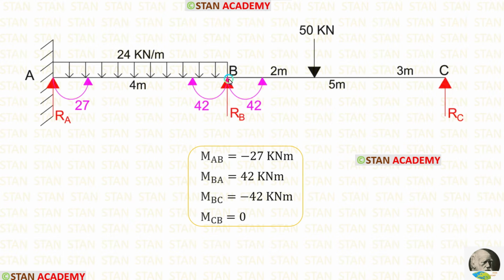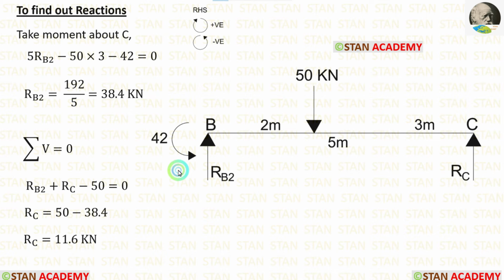Now let us take the span BC and calculate the reactions. In the span BC, there is only one moment, MBC, which is acting in the anti-clockwise direction. In this span, first I am going to calculate RB2. For that, I am going to take moment about C.